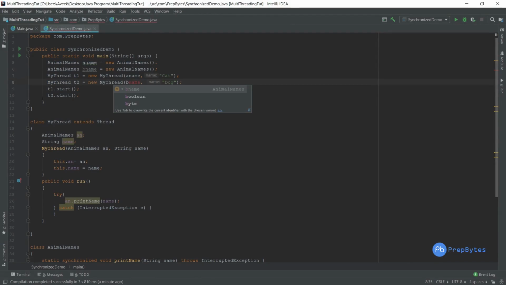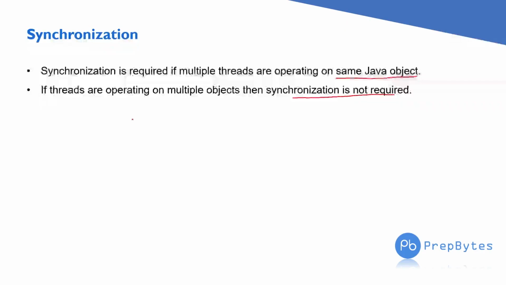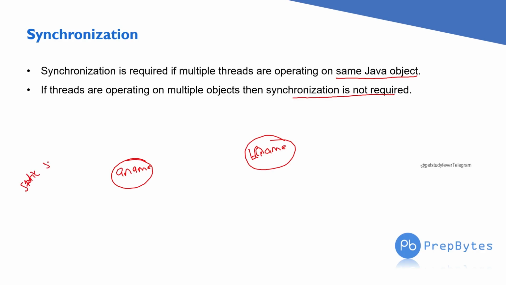Not a single object, but we are still using two different objects. Now what do you think will happen? This is a new concept. Let's see. We have an A name and we have a B name. That is two different objects, correct? Now we are using a static synchronized method. Static synchronized, correct? Just keep that in mind.